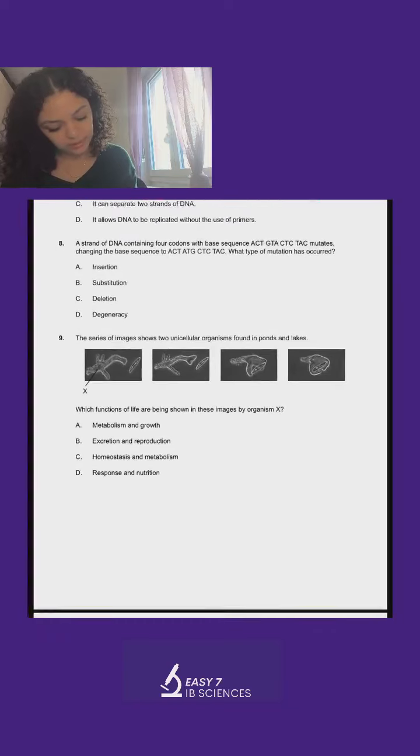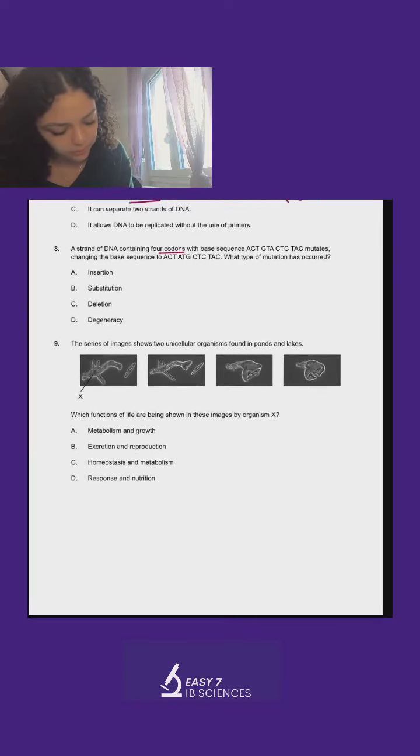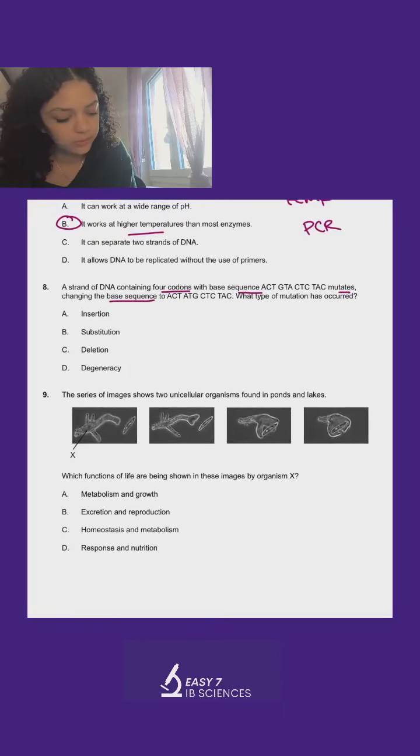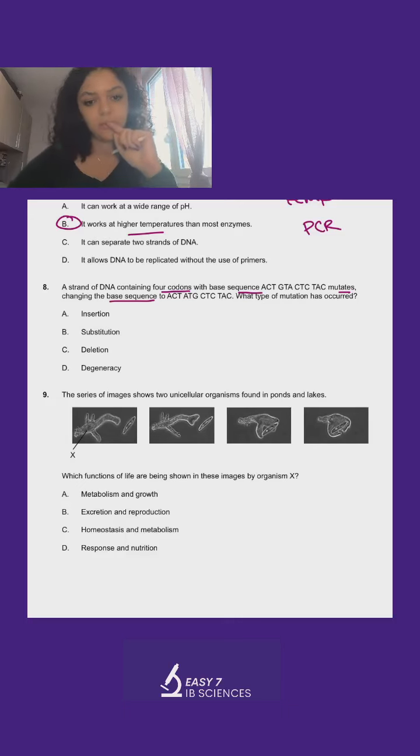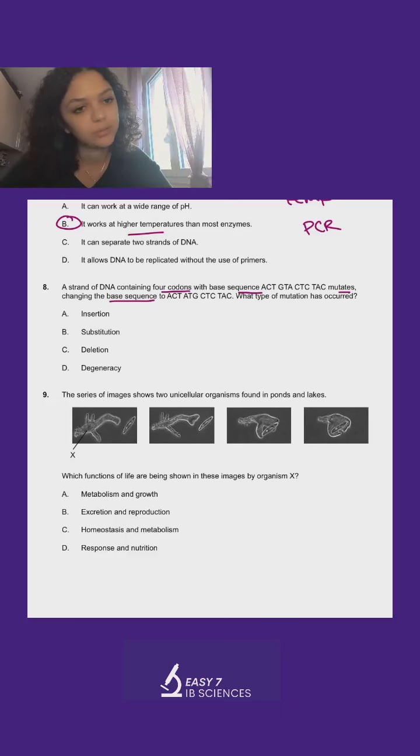Okay, let's do 8. It says a strand of DNA containing 4 codons with base sequences, this is our base sequence, mutates, changing the base sequence to this. What type of mutation has occurred? And this mutation is part of your new syllabus. So I would guess with like 70% certainty, you're going to get a specific question about mutation like this in your exam. So focus on learning these mutations. This is not HL, it's SL. But as an HL student, you can also answer these. If you guys would like for us to do an HL paper, just let us know and we can.